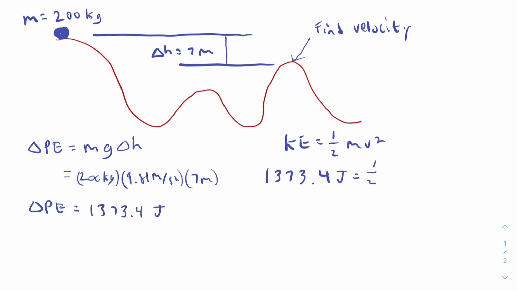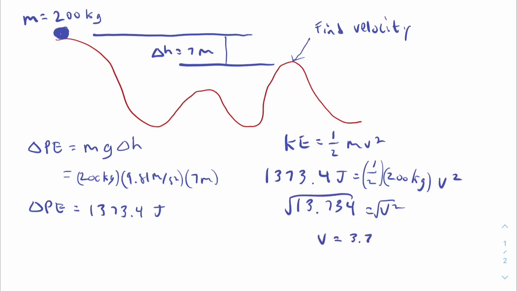We can plug in the mass since that won't change, and then the only thing we need to do is solve for the velocity. Taking the square root of the velocity squared, we find that the velocity of the roller coaster at this point is 3.7 meters per second. This is assuming that the initial velocity of the roller coaster was 0. If it was something else, we would just add this answer to the initial velocity to find the final velocity.